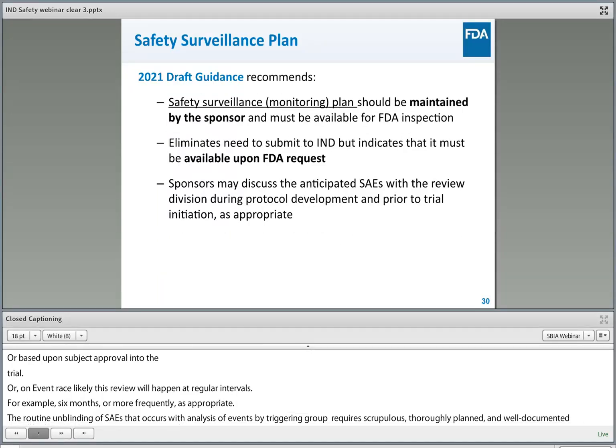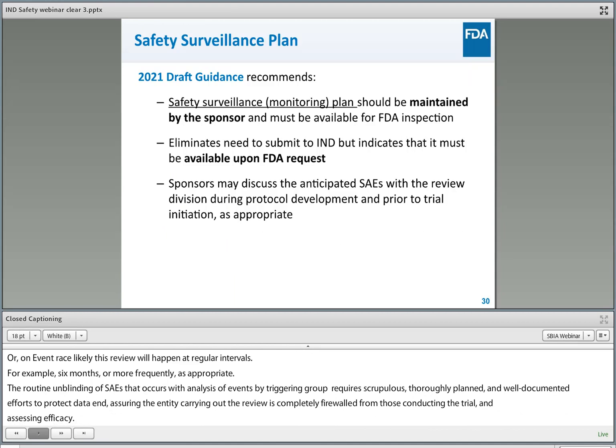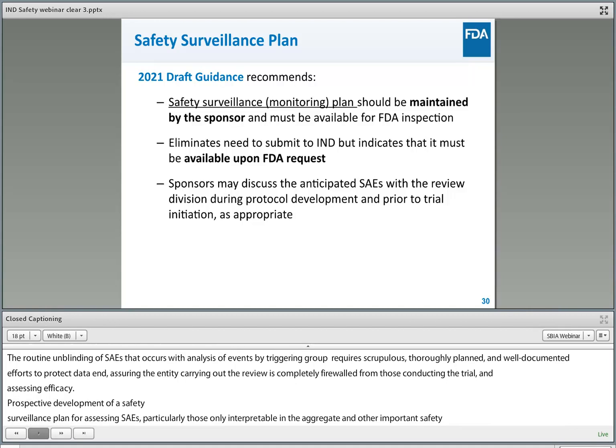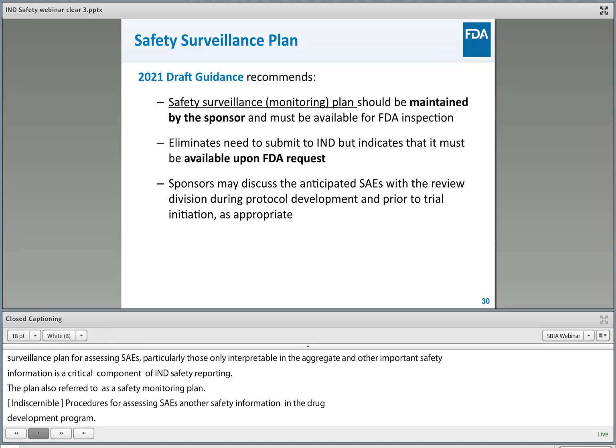Prospective development of a safety surveillance plan for assessing SAEs, particularly those SAEs that are only interpretable in the aggregate, and other important safety information, is a critical component of IND safety reporting. The plan, also referred to as a safety monitoring plan, should describe processes and procedures for assessing SAEs and other important safety information in a drug development program. The new guidance includes elements that should be included in the plan for safety surveillance. It also specifies that the plan should be maintained by the sponsor and must be available for FDA inspection.